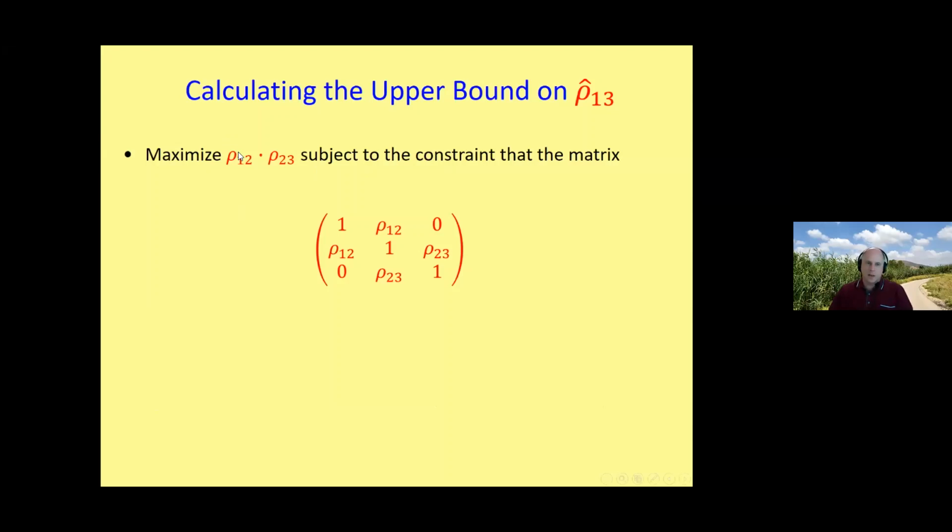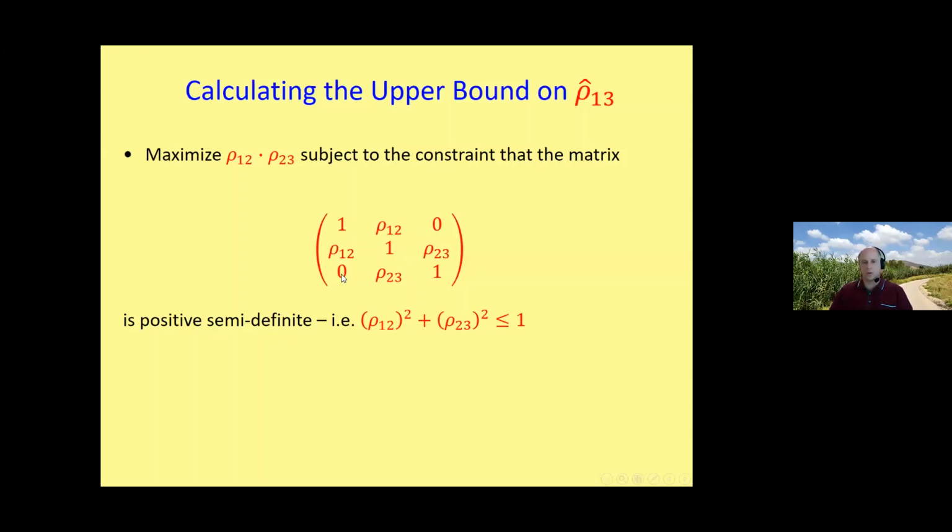The analyst, effectively, what he does is try to maximize the predicted correlation because he's trying to exaggerate the correlation between 1 and 2. So he's trying to maximize that, subject to the constraint that this matrix is a correlation matrix. In other words, it's positive semi-definite. The ones here on the diagonal are simply because it's a correlation matrix. So you must have ones on the diagonal.